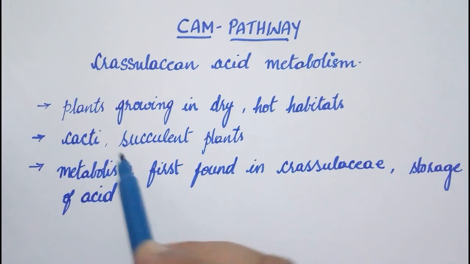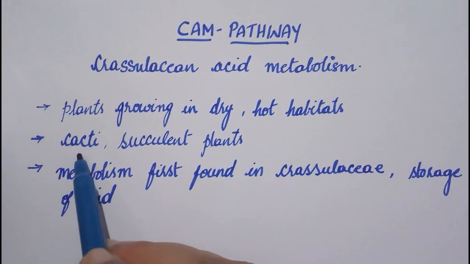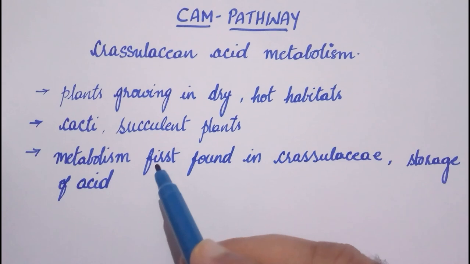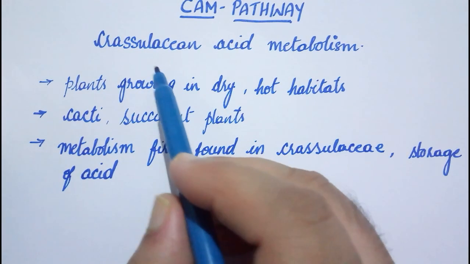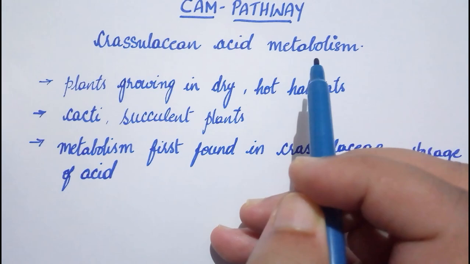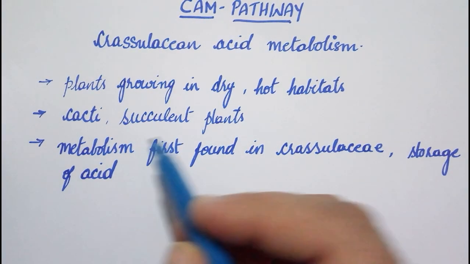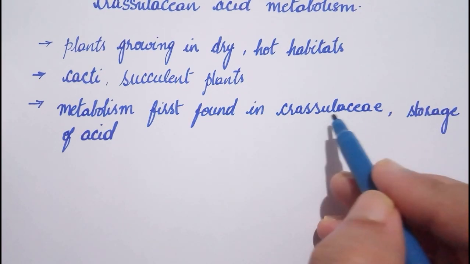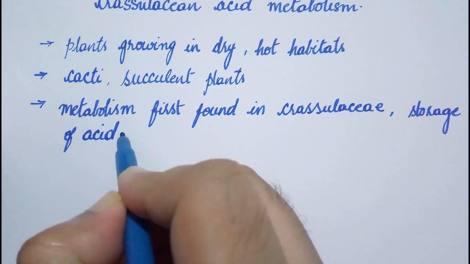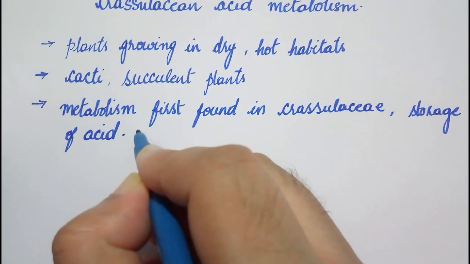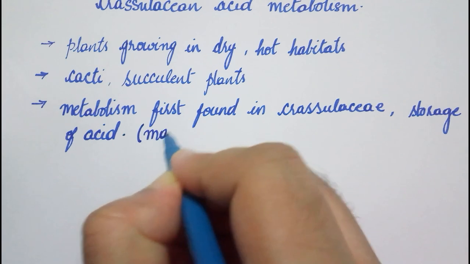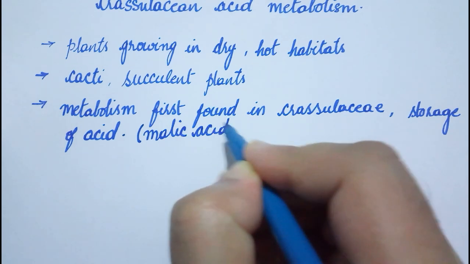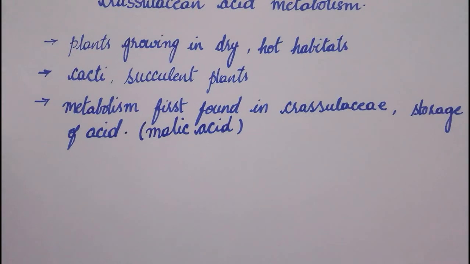In which kind of plants do we find it? It is usually found in xerophytic plants like cacti and succulent plants. And why is it called the crassulacean acid metabolism pathway? It is called the CAM pathway because it was first found in a family called Crassulaceae, and it stores acid, which is usually malic acid.